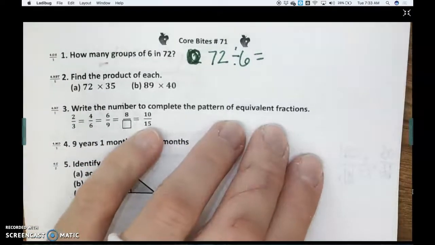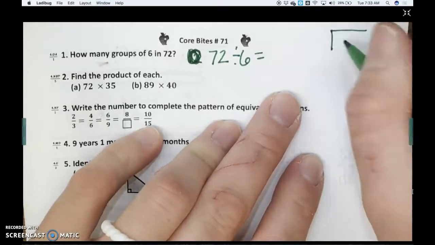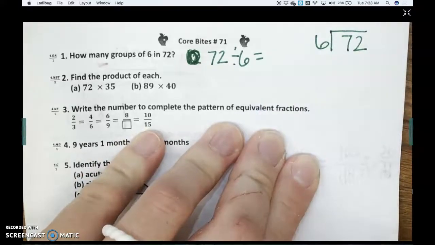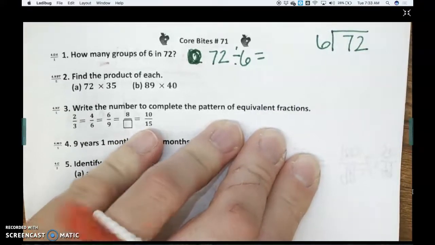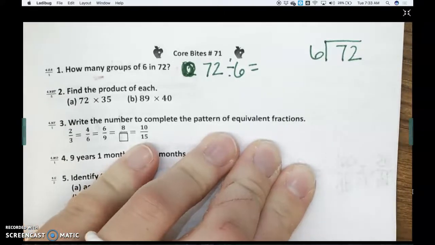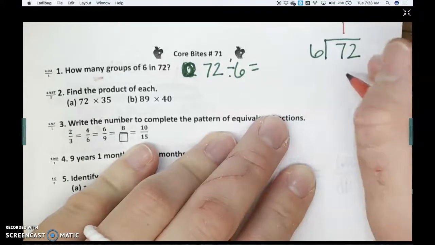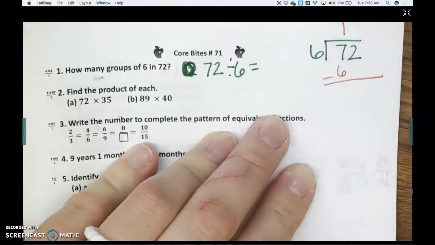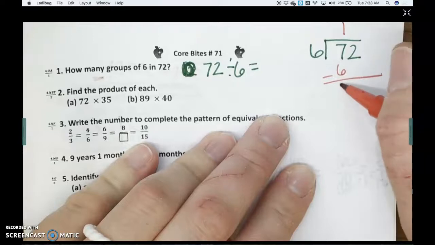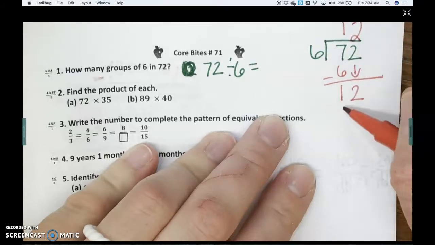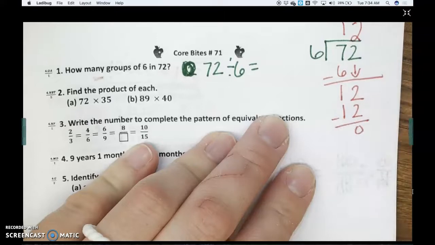So you pick whichever way you want to do it. I'm going to do it this way. So 72 divided by 6. I'm going to do the traditional algorithm. So how many times will 6 go into 7 without being too many? So we know 1 because 6 times 1 is 6. Subtract, 7 minus 6 is 1. Bring down your 2. So I know 6 times 2 gives us 12. 12 minus 12 is 0. So it's looking like our answer is 12.